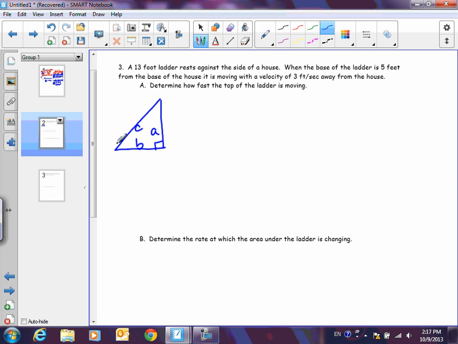So they tell us that the ladder, which is the hypotenuse, right, is 13 feet. It says when the base of the ladder is 5 feet from the base of the house, so B is 5 feet, it's moving with a velocity of 3 feet. Here, we don't really like to use the word it, but if it comes in a sentence, you can sort of imply it. It's talking about this horizontal distance right here. So dB over dt. Remember, all rates are going to be derivatives.